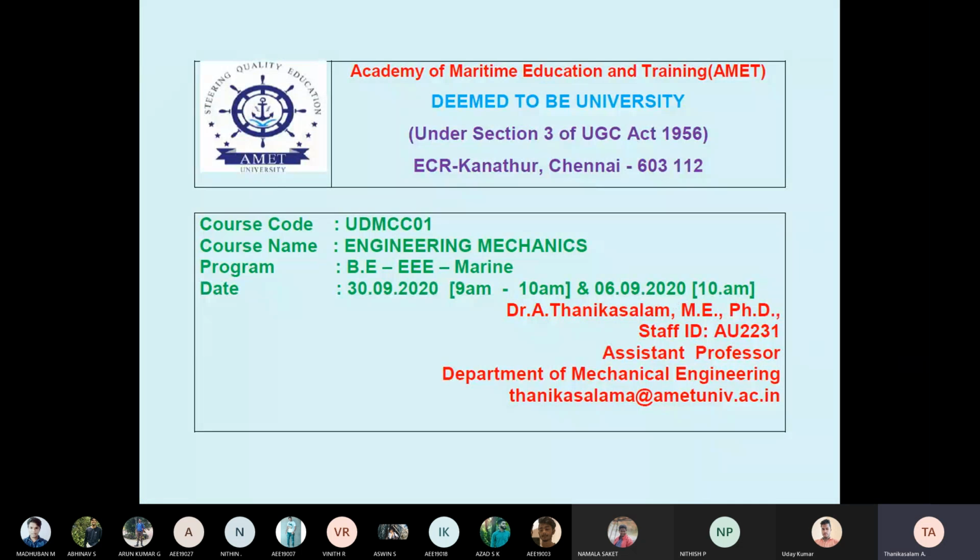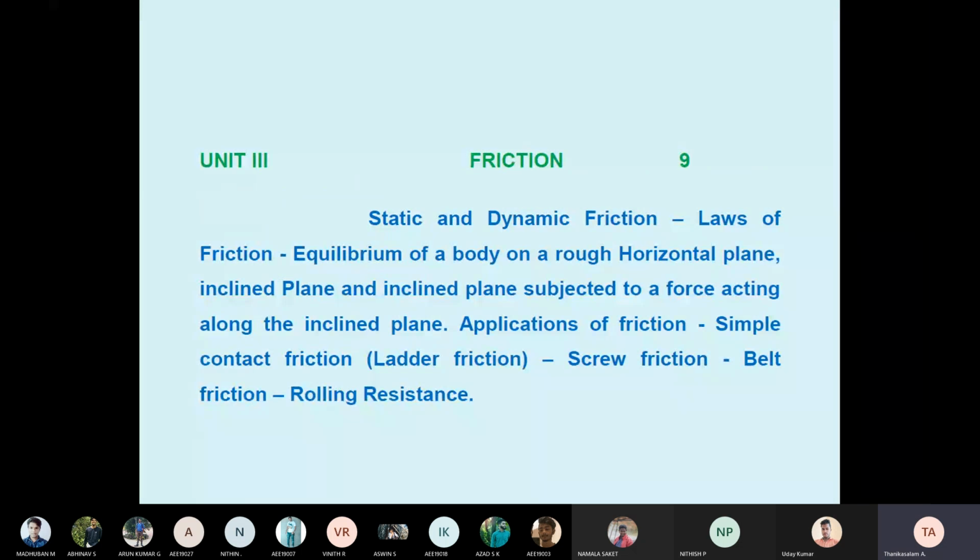Good morning, students. We are discussing unit 3, friction. Already we discussed what friction is. Then, what is friction? Friction is a force. It acts at a surface's contact when one body is trying to move against another one.